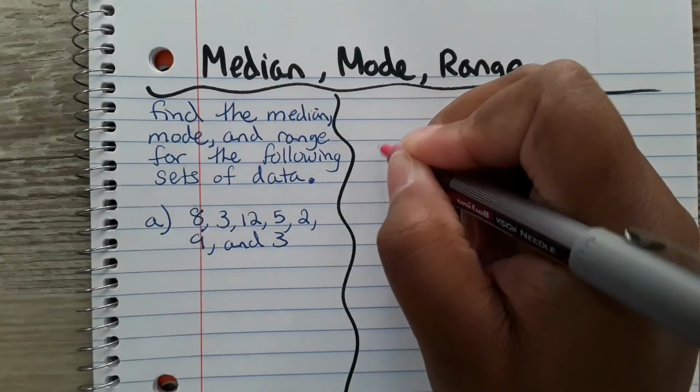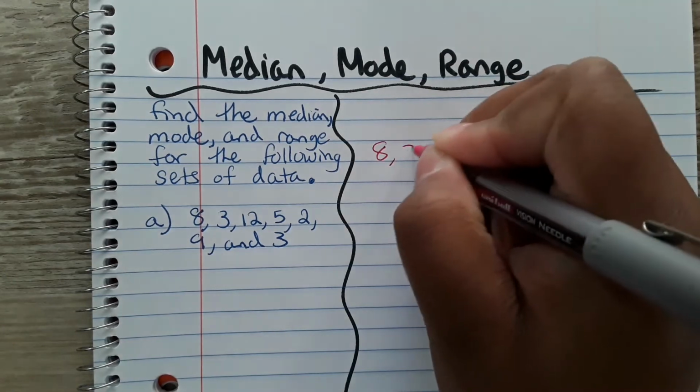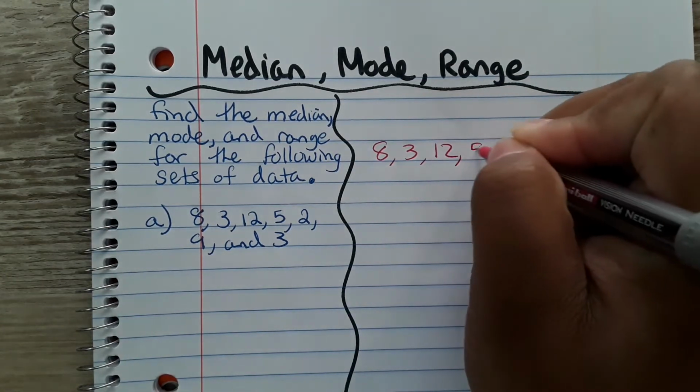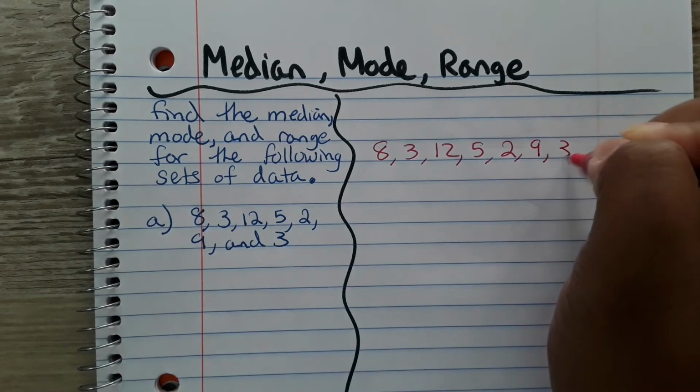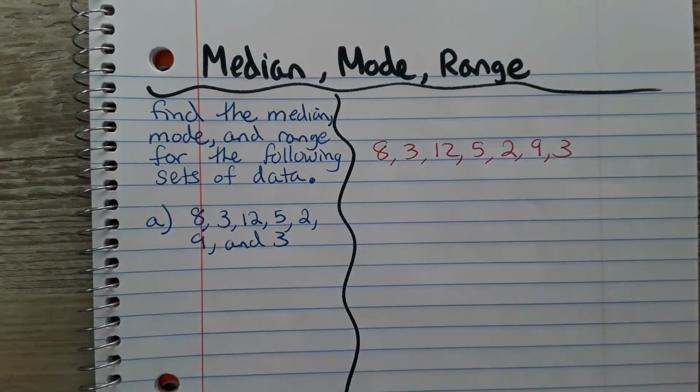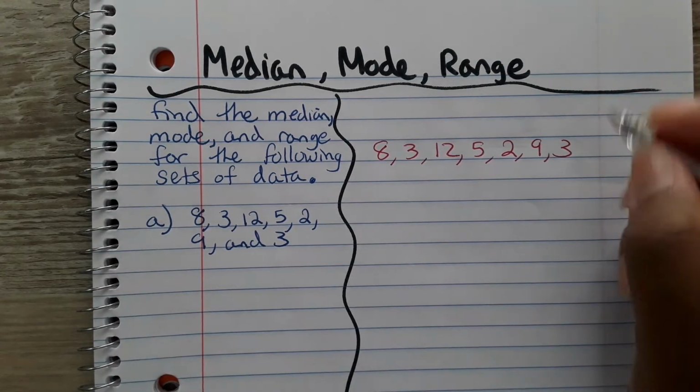Here we go. We have 8, 3, 12, 5, 2, 9, and 3. Those are the numbers in my set. So I'm going to start with median first.